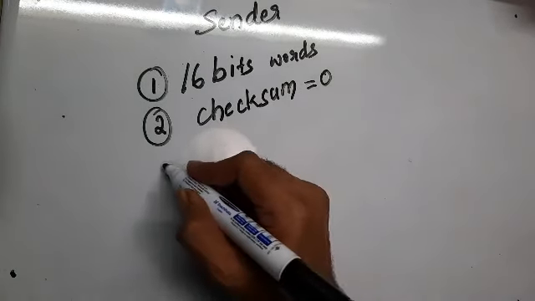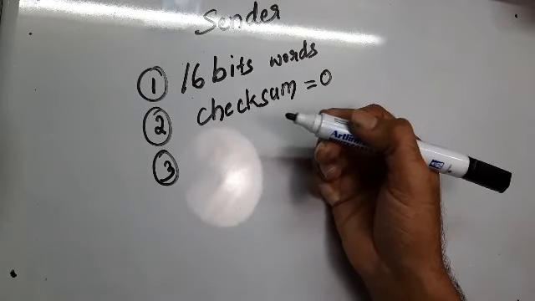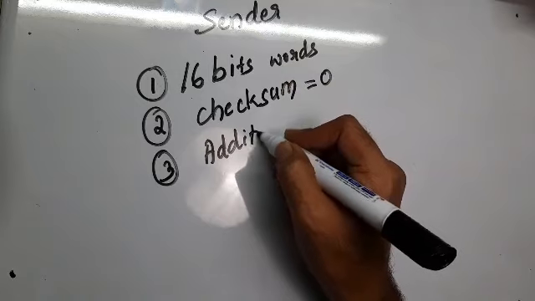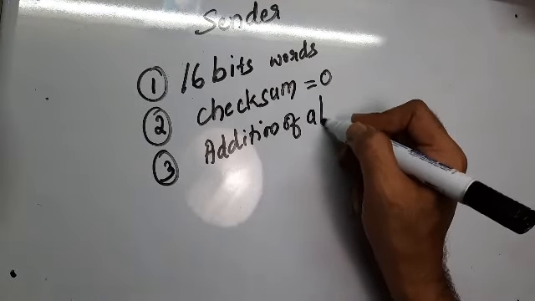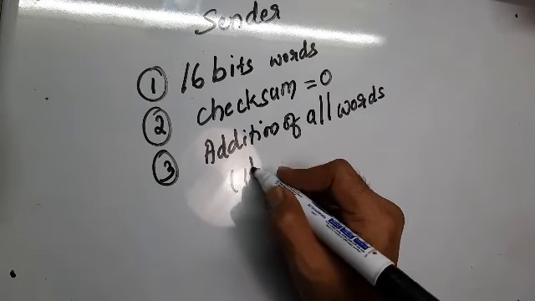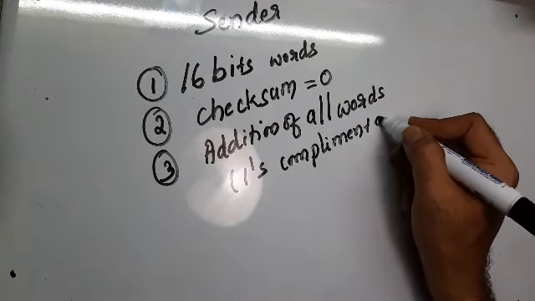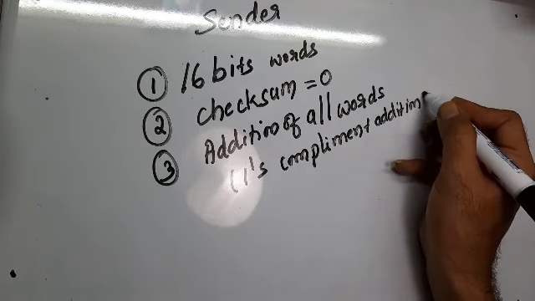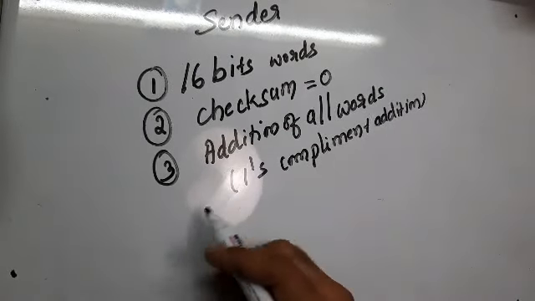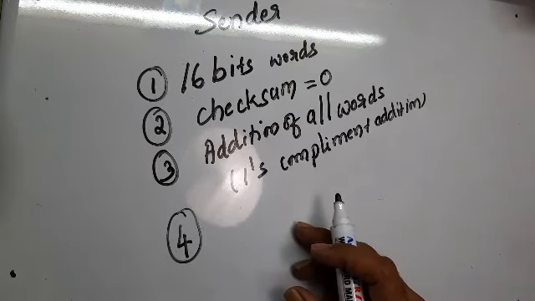Third step, all the words are added using one's complement addition. Now all of this will happen with 16-bit words. The example we discussed was for 4-bit words. For understanding, we have taken a 4-bit word. And the fourth step is that the sum is complemented.